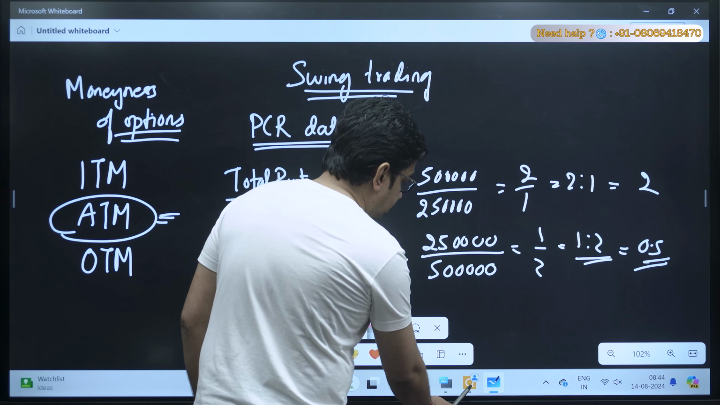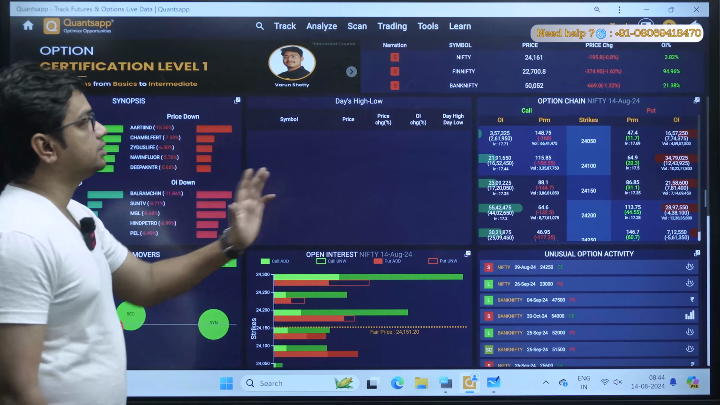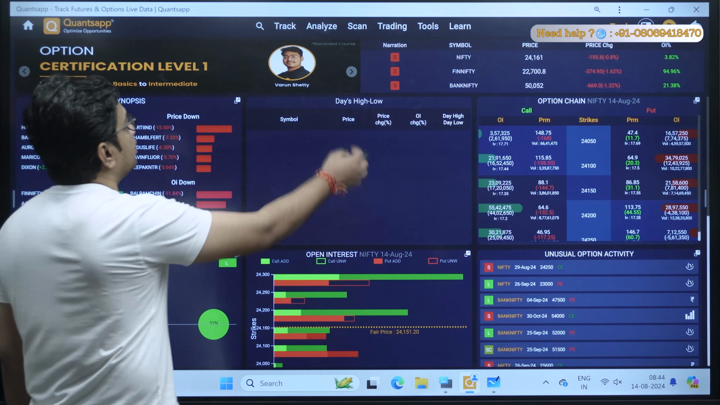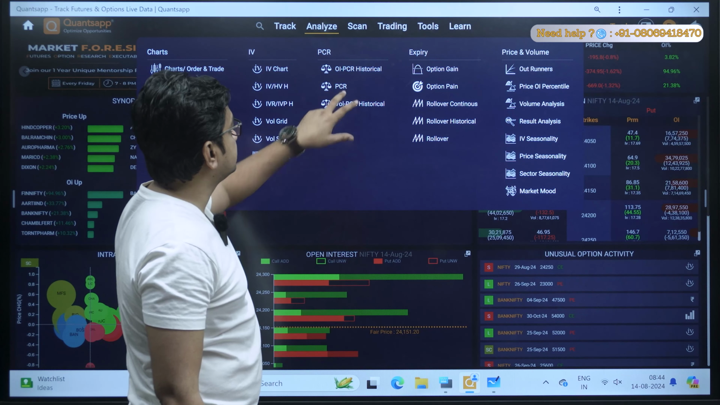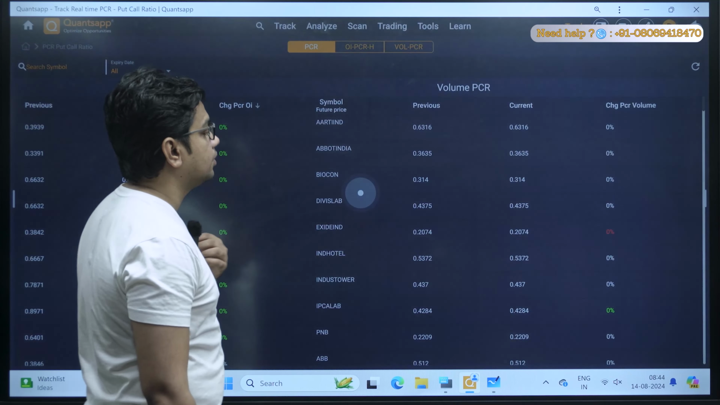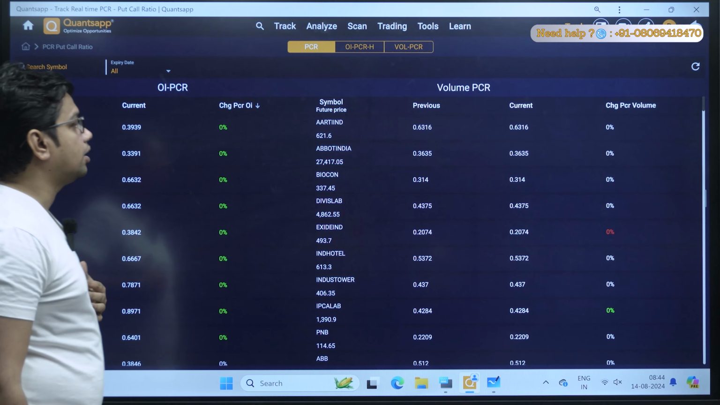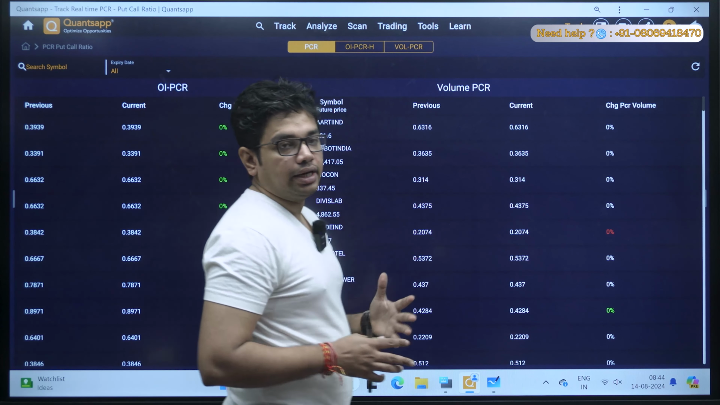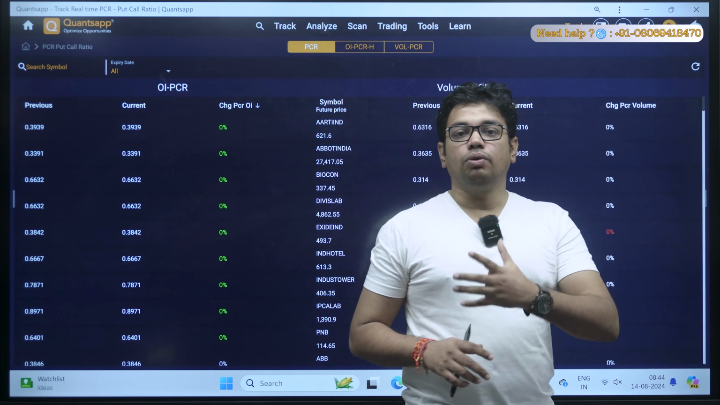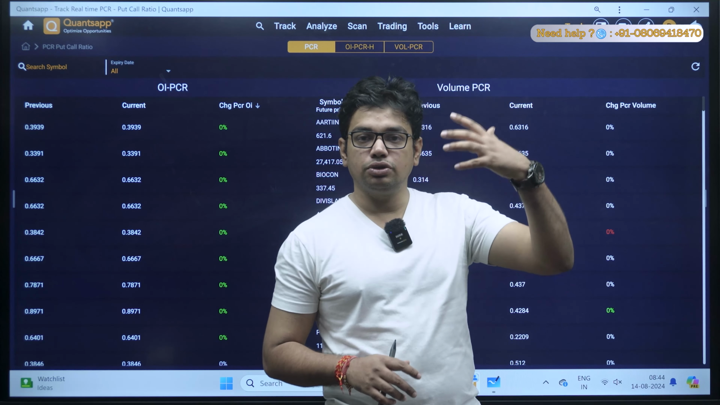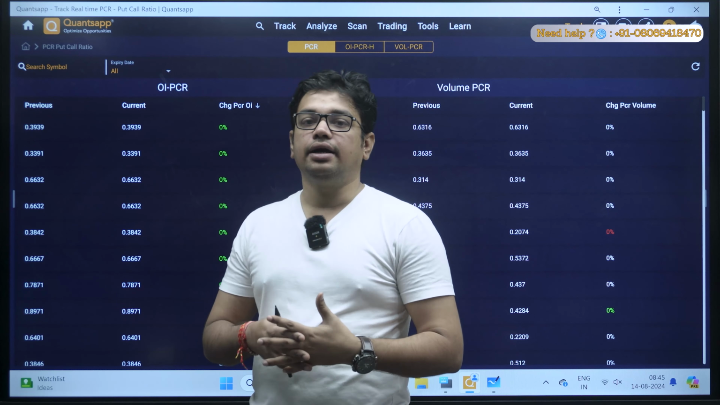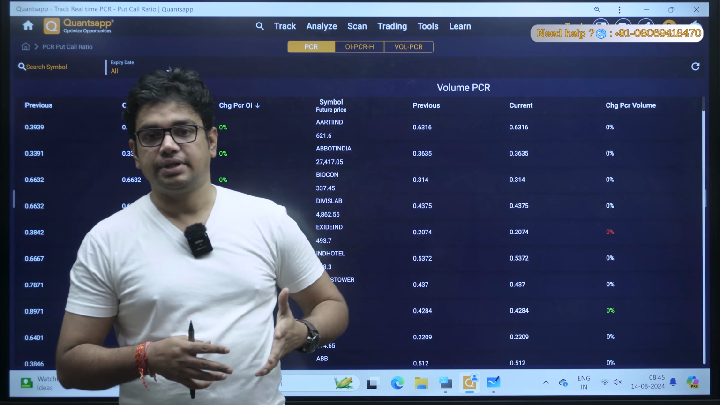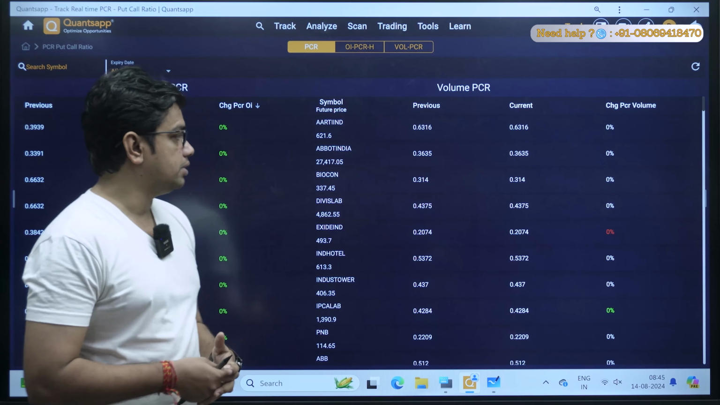You can see this is the concept tool. I will go to analyze. Under PCR you can see this is the normal PCR data. In normal PCR data, we all know that when the OI PCR increases and price also increases side by side, it gives us the idea that this particular stock will be in an uptrend. So we take the trade according to that.